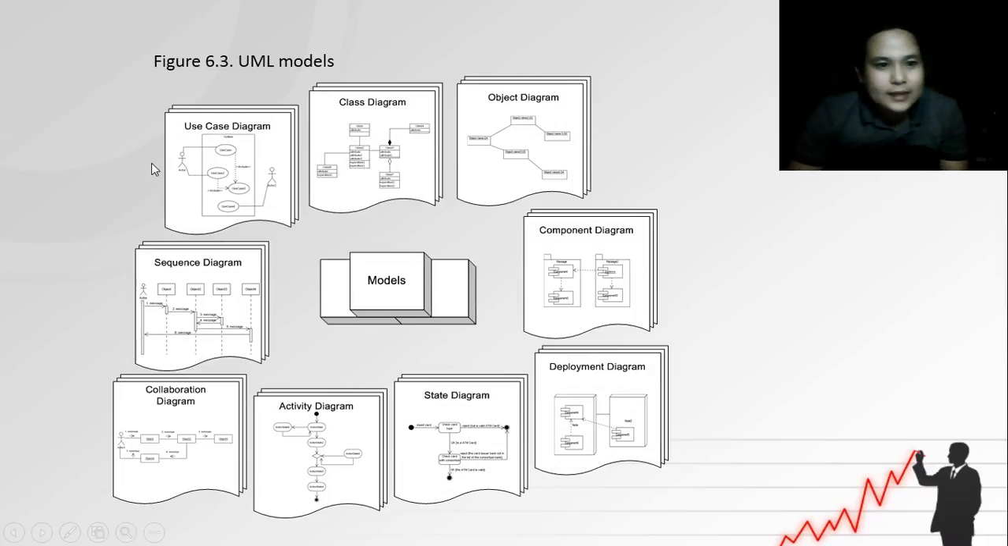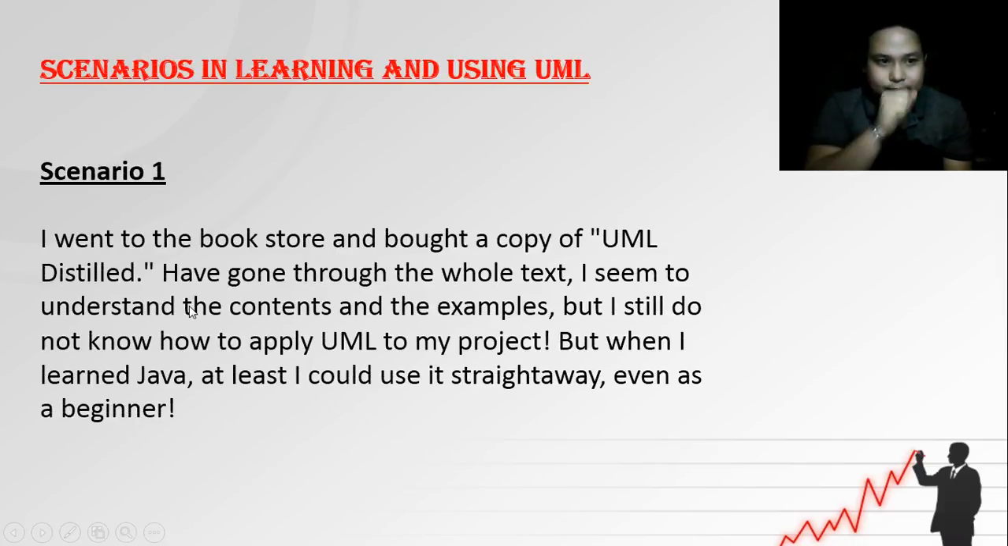And as you see, these are the different kinds of models. The first one is the use case diagram. We already used this in our problems. And the second one is the class diagram, same as well. We already used it. Then the third one is the object diagram. Then the other one is the component diagram. Then deployment diagram. Then state diagram. Then activity diagram. Then collaboration diagram. Then sequence diagram.